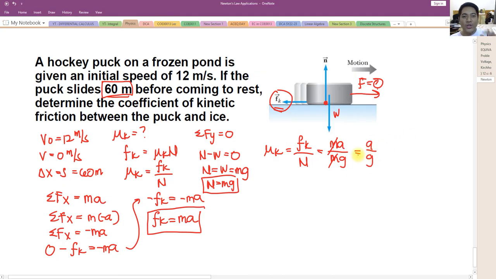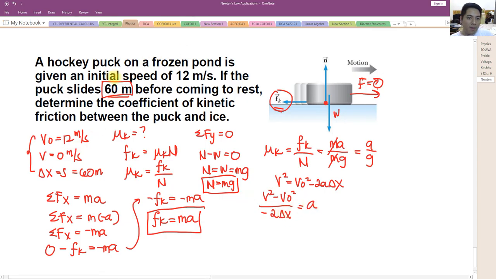But the problem is, we don't know the acceleration, or the deceleration. From our given, we have v naught of 12 meters per second, v equals 0, and delta x, or s, would be 60 meters. So we can use the kinematic equation v squared equals v naught squared plus 2a delta x, wherein we can get a. So we have v squared minus v naught squared all over 2 delta x equals a.